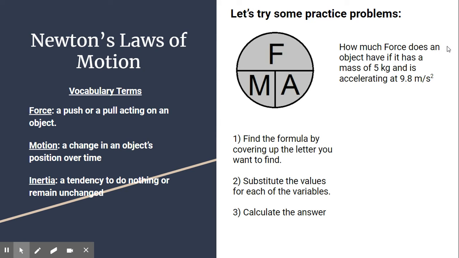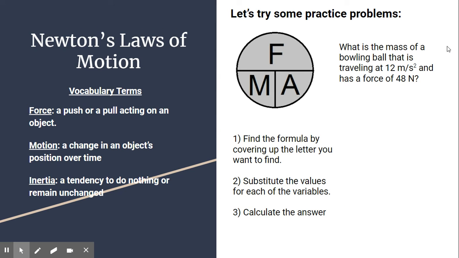Let's take a look at another one. This one wants to know how much force is on the object if its mass is 5 kilograms and it is accelerating at 9.8 meters per second per second. So the first thing you do is you find your formula by covering up the letter you want. We're left with F equals ma. You want to substitute the values. We have a mass of 5 kilograms and acceleration of 9.8 meters per second per second, and we end up with 5 times 9.8, and your answer would be 49 newtons.